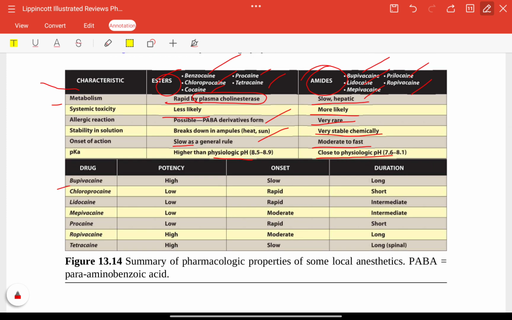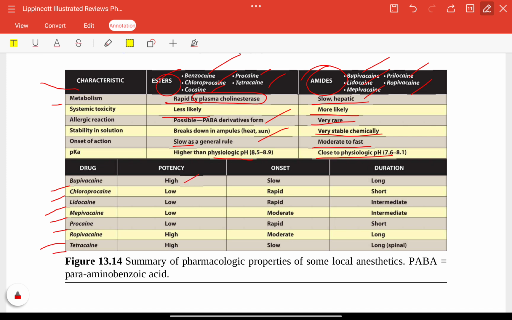Now, drug: bupivacaine, which is an amide. Chloroprocaine, which is an ester. Lidocaine, amide. Mepivacaine, amide. Procaine is an ester. Ropivacaine is an amide, and tetracaine is also an ester.